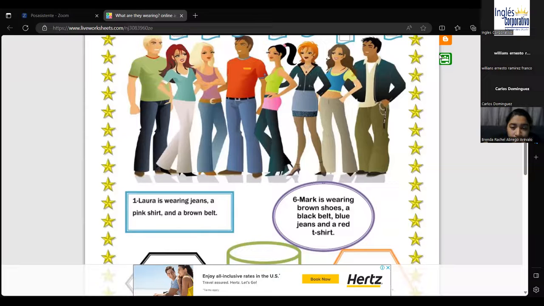Esa no está porque nadie tiene este color. ¿Cómo no? El 4. Jean, a pink. El 4. Paul. Pero es jeans. Dice Paul is wearing brown boots, botas café, pantalón azul y camisa verde. Ah, pues él es el 4. Es el primero. Paul is wearing, segundo, brown.